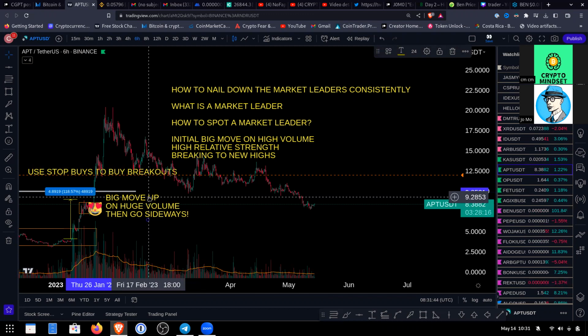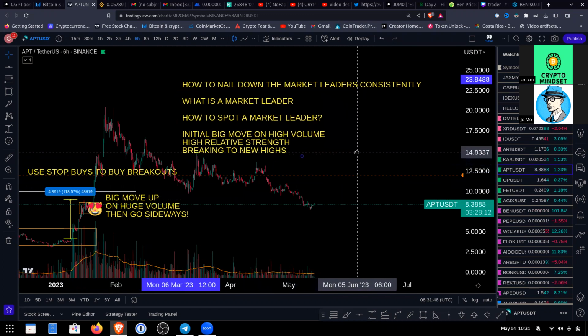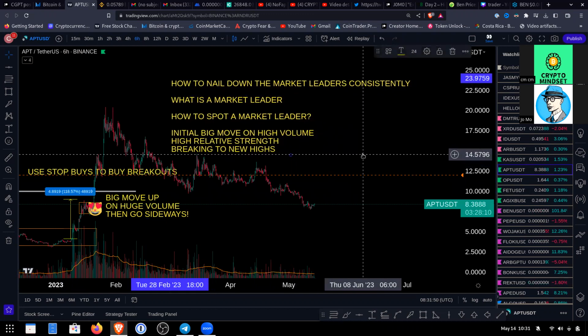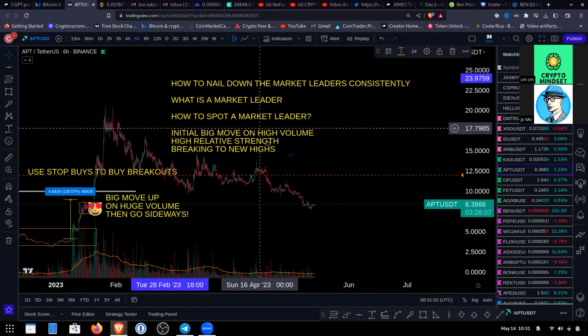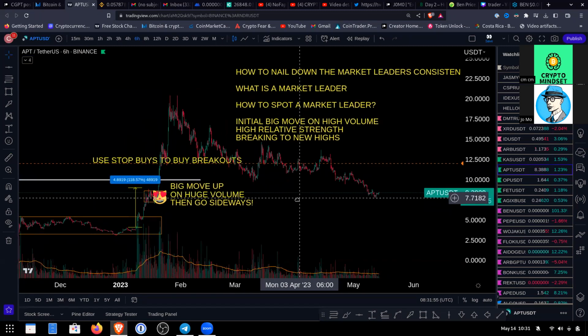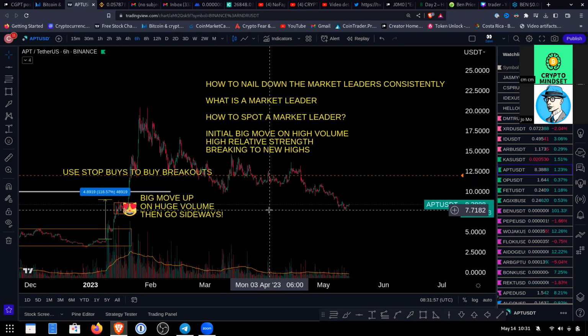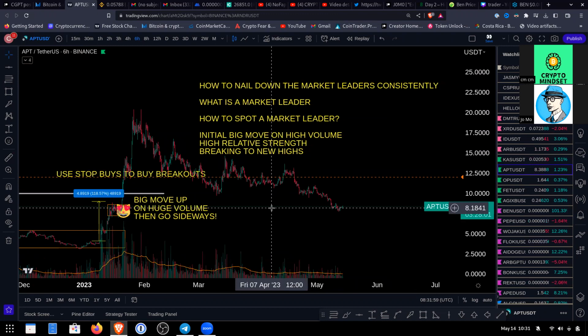As simple as that. Now we can show more, but you know what, guys? I think that can be good homework for people: just go watch AGIX, go watch FIT, go watch even Pepe as of late, right? And understand these characteristics and how to observe the initial thrust, the volume, the sideways action, and the breakout to new all-time highs, and you will just nail all the market leaders from here on. What do you think, CM?